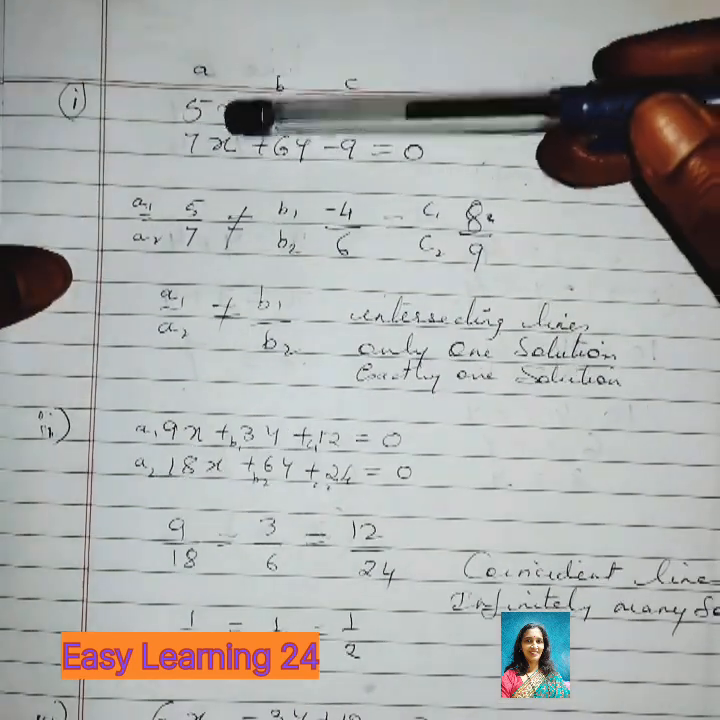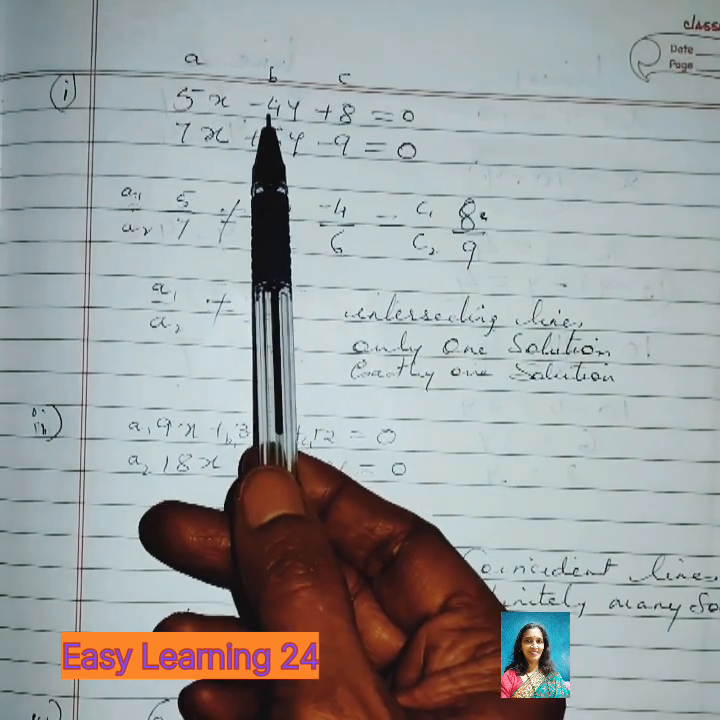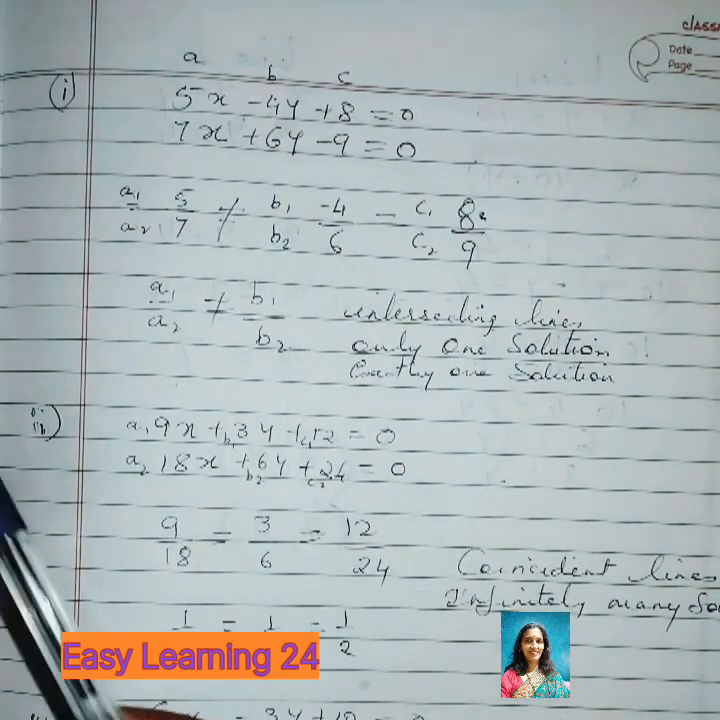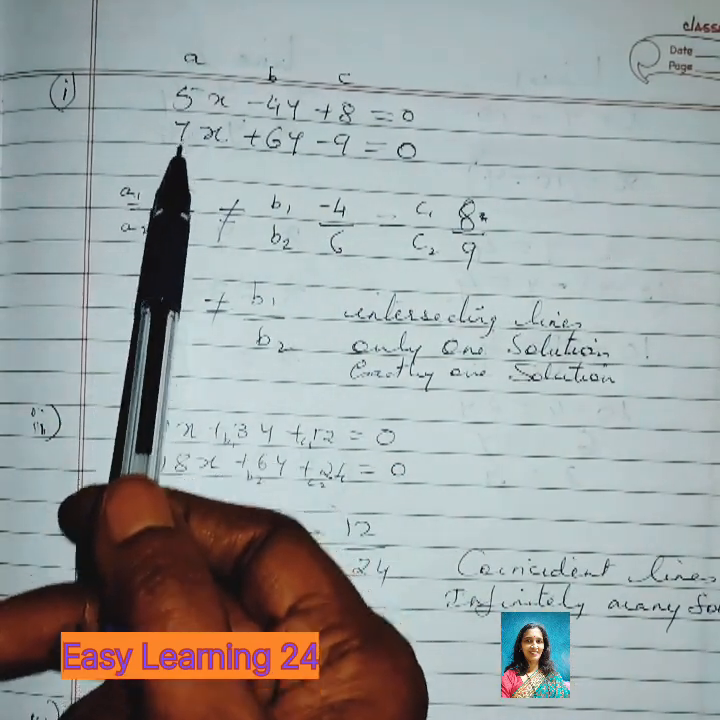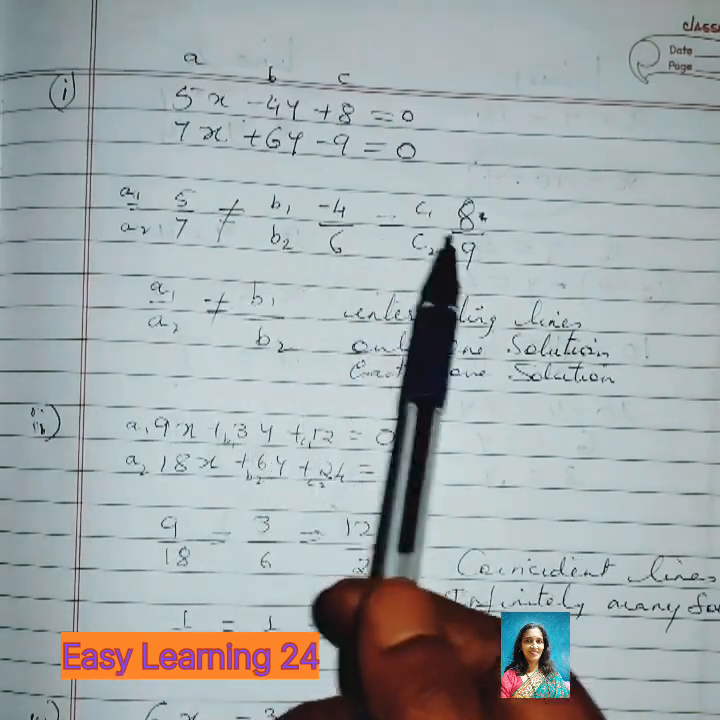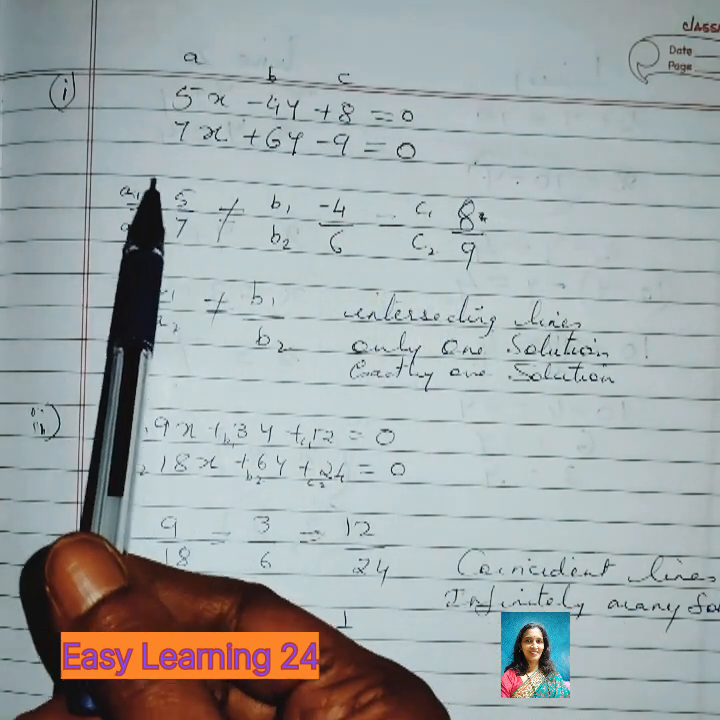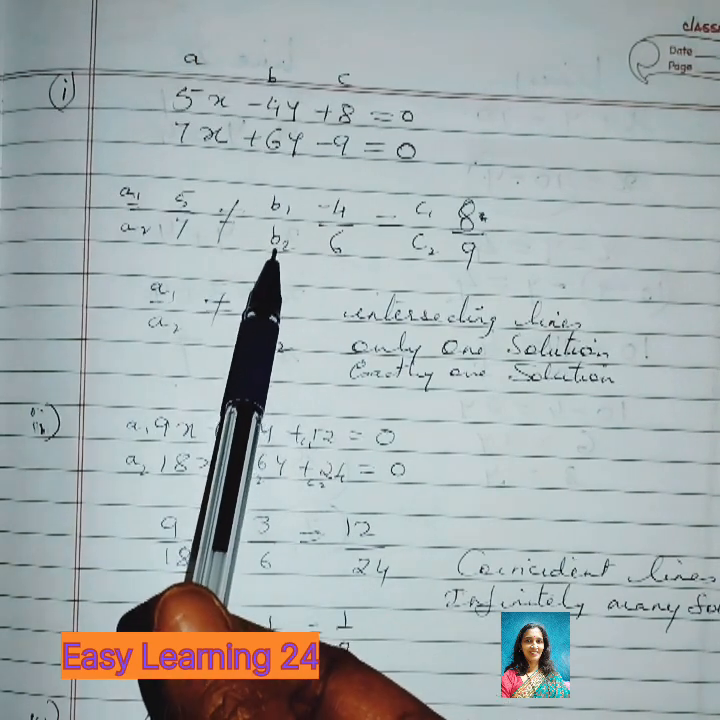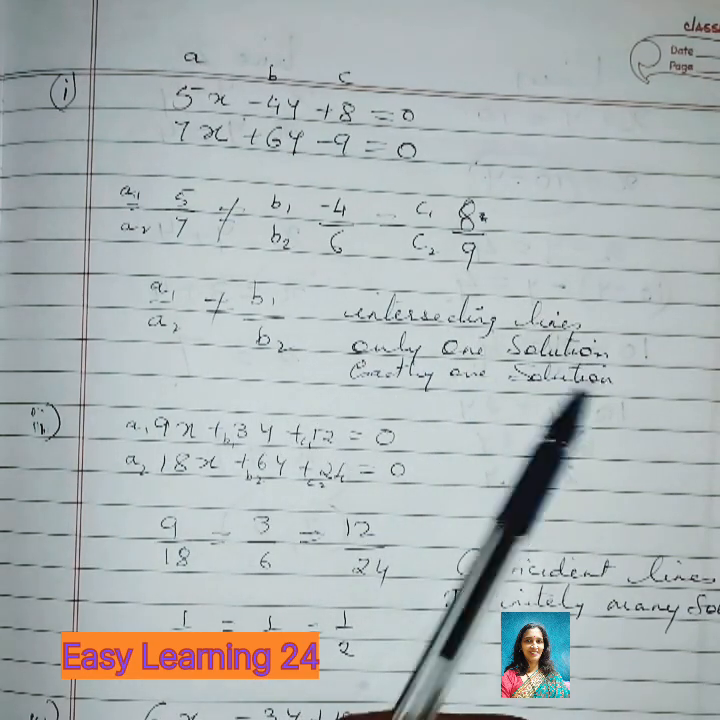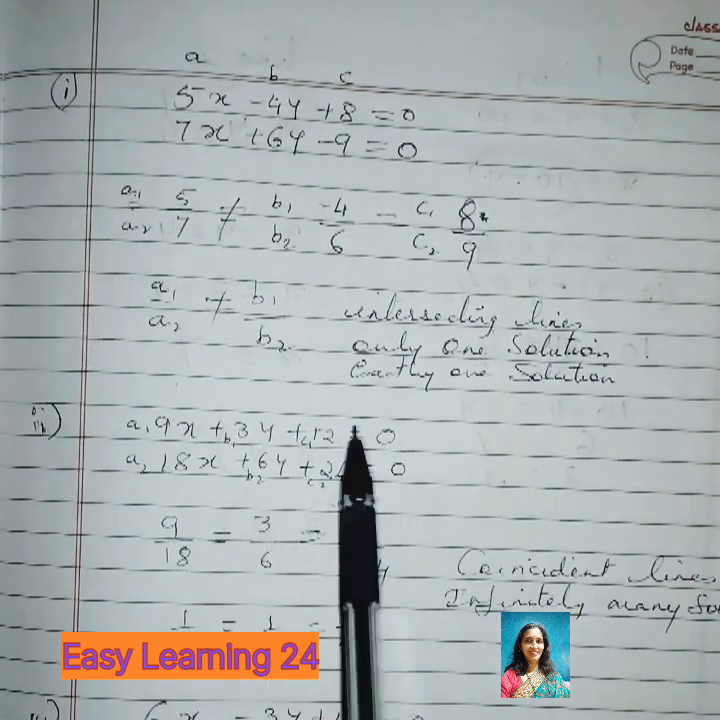The first pair was 5x and 7x, minus 5 upon 7, 4 upon 6 and 8 upon 9. So A1 is 5, A2 is 7, and so on. So A1 upon A2, 5 upon 7, is not equal to minus 4 upon 6, and that is not equal to 8 upon 9. So if A1 upon A2 is not equal to B1 upon B2, then they are intersecting lines and only one solution is there. Exactly one solution. Okay, A1 upon A2 is not equal to B1 upon B2, so there is exactly one solution.